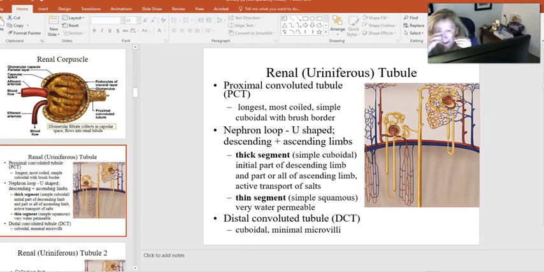When we think about how much urine an adult makes per day, it is approximately 1.5 to 2 liters a day, depending on how well hydrated a person is. But that's a normal amount for an adult, 1.5 to 2 liters of urine output a day.